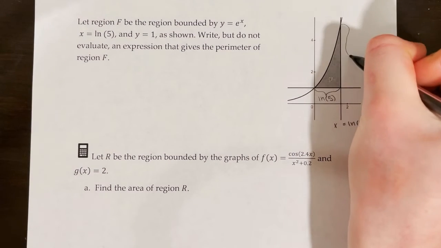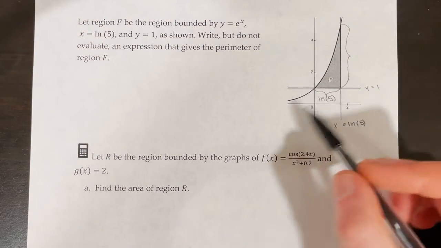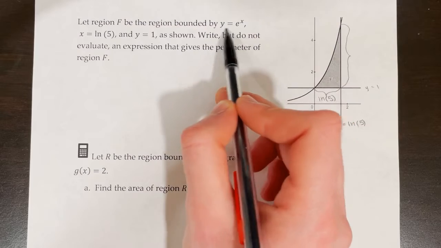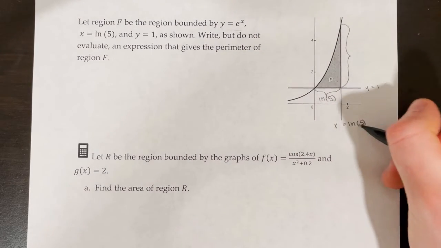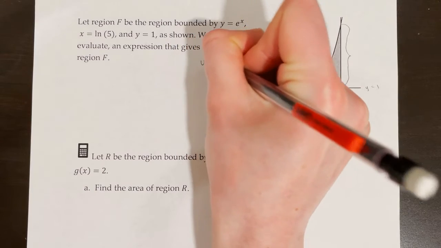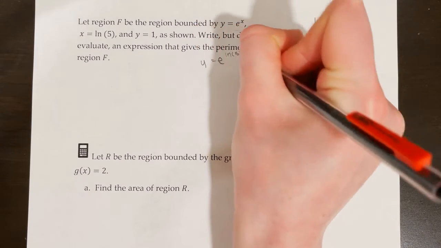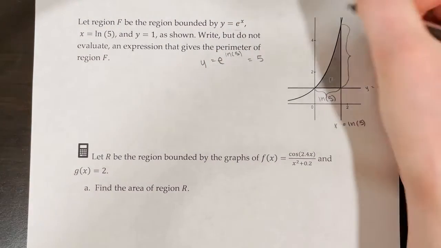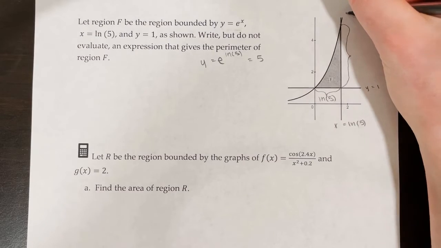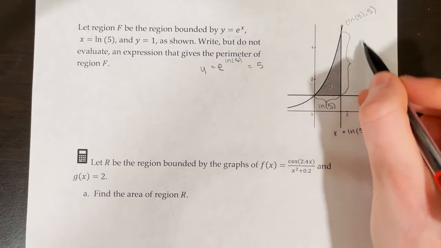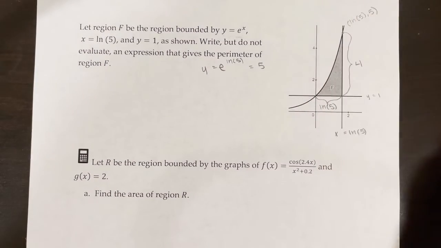Now, if we try to figure out this long distance up here, so if we have x equals the natural log of 5, and then this curve right here is y equals e to the x, we can figure out what this y coordinate is right here if we plug in the natural log of 5 for x. So if we have y is equal to e to the power of the natural log of 5, well, the e and the natural log are going to cancel there, and we just have 5. So we know that this intersection point is going to be (natural log of 5, 5). That means that this distance right here is going from y equals 1 to y equals 5. So that distance is going to be 4.